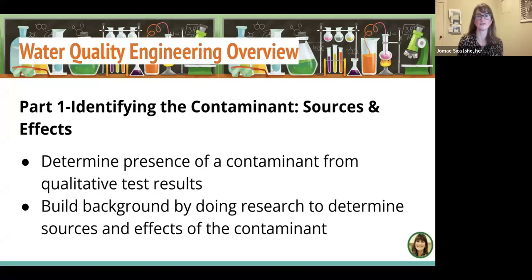And then they spend a little bit of time doing research to figure out what the sources are, like where does that contaminant come from? How does it get into rivers, lakes, streams? And then also what effects can it have not only on the environment, but also on living things. So this part one usually takes 1 day.